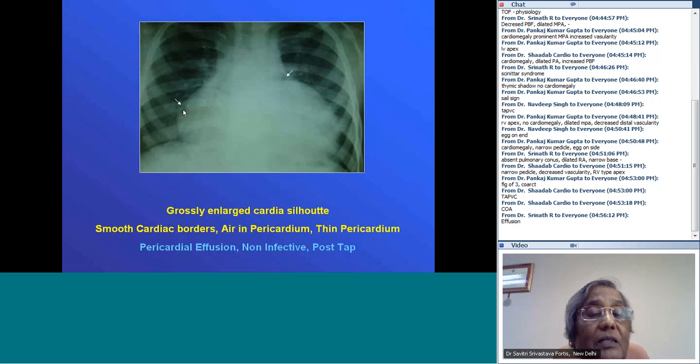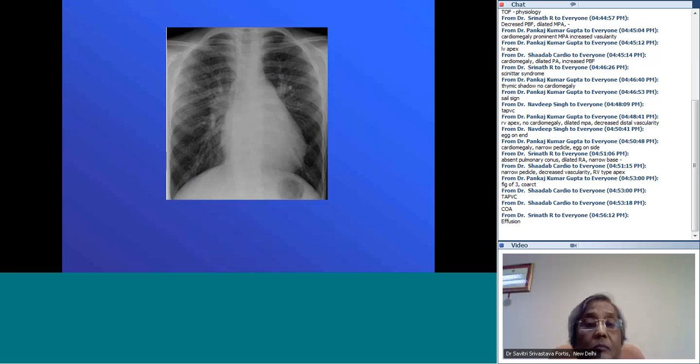And so you should say there is a pericardial effusion, post-tap, with a thin pericardium that is non-infective. Pyogenic infection causes very much thickening. Tubercular also causes a thickening. So it is not an infective effusion. I will again request you to please give the findings and then commit to the diagnosis.